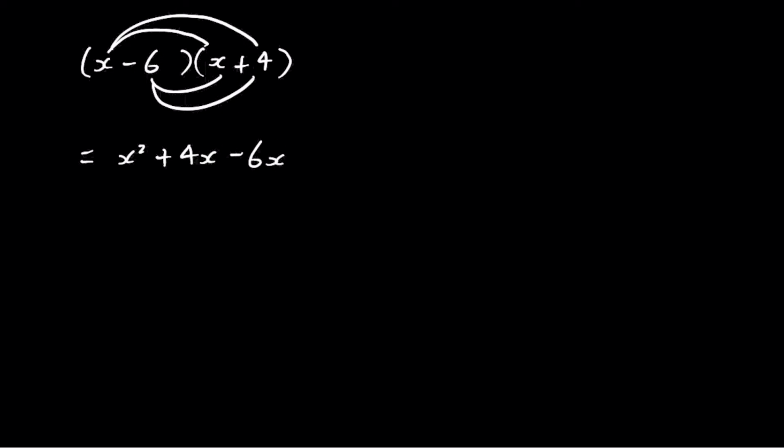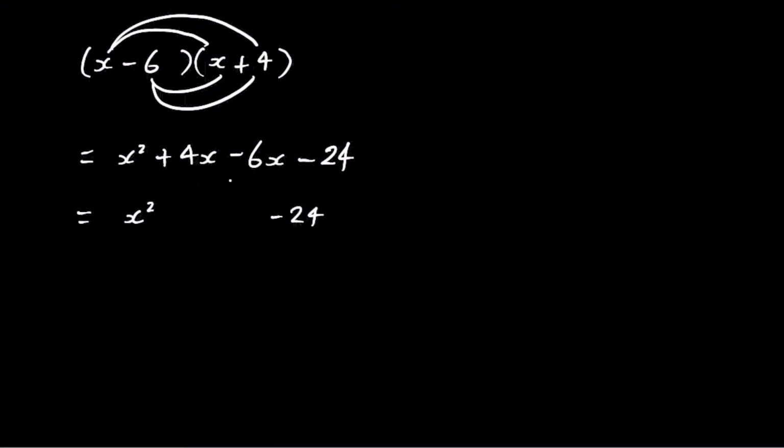And then finally, we got minus 6 times by positive 4. Again, that's a negative times a positive, so it's a negative answer. And then 6 times 4 is 24. Okay, so that's the expanded version. Now we have to simplify. So as we've seen already, x squared stays the same, as does our number, in this case, minus 24. And now we're going to do 4x minus 6x.